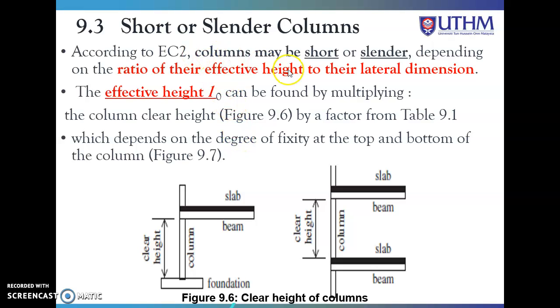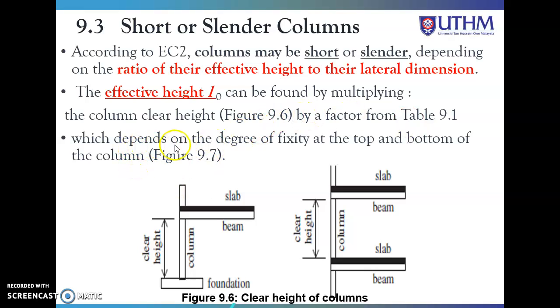And according to Eurocode, column boleh jadi short or slender depending on the ratio of their effective height to their lateral dimension. So, apa effective height ni? Ada setengah term disebut effective height, ada setengah itu disebut effective length. Tapi dua-dua adalah L0. Okay? So, effective height can be found by multiplying the column clear height by a factor from table 9.1.